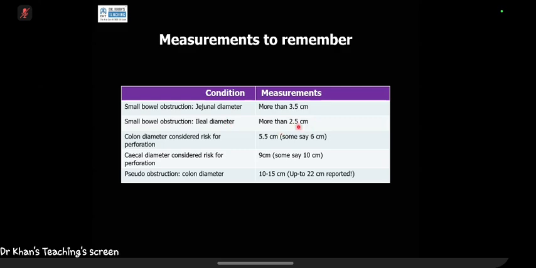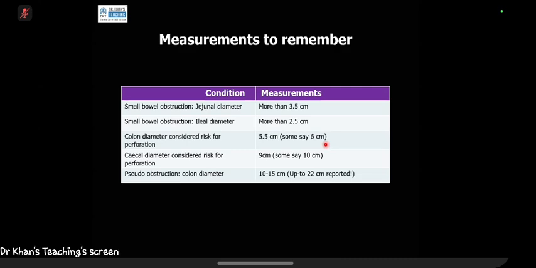In the ileum, more than 2.5. Colon, risk of perforation. Now, I always challenge this. In the radiology literature, they will tell you 5.5 for the transverse colon, some say 6. Start measuring it today, and every case will be more than 5. But I'm teaching you what is in the references, right? But don't go home with this idea. Don't get excited if you see more than that.